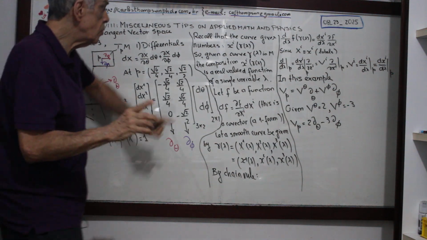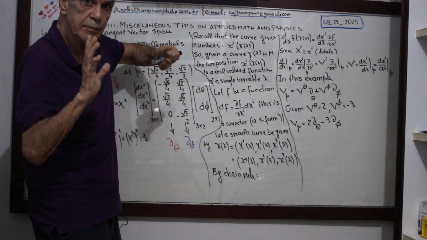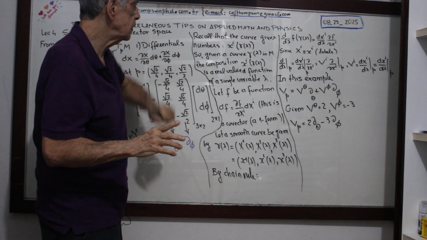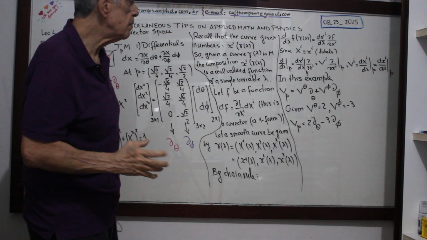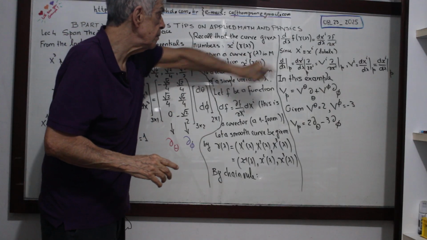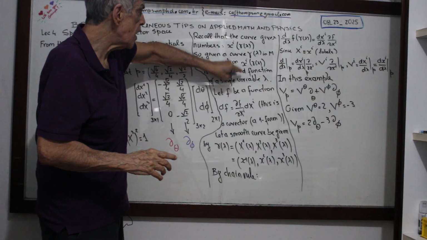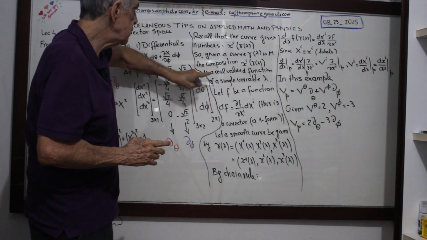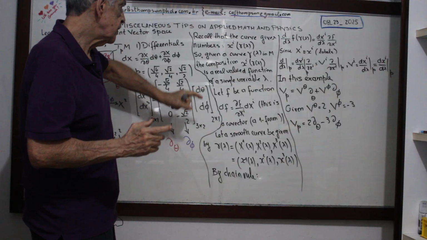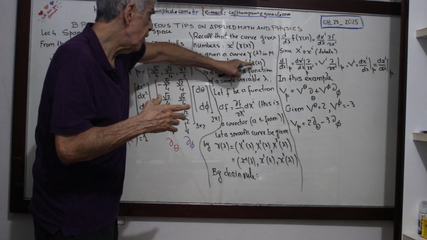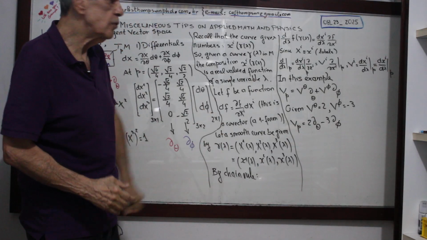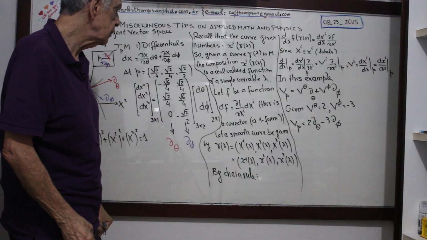Now, recall that the curve gives numbers, labels, xi, which is a function of gamma of lambda. Lambda belongs to the real numbers. So given a curve, gamma of lambda in M, the composition xi of gamma of lambda is a real value function. That's important here. This function depends on the real value of lambda, the variable lambda.